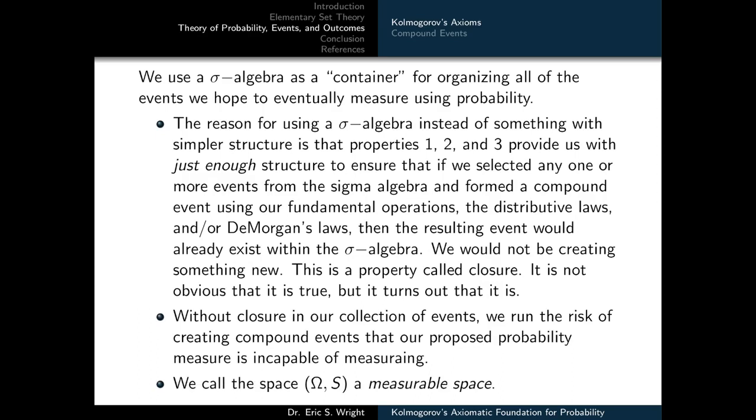We call the space omega, S a measurable space. This is the space consisting only of the sample space and the sigma algebra of events. And it's sort of a pre-probability space in the sense that it keeps track of all of our outcomes and events without possessing an ability to assign probabilities to any of them.